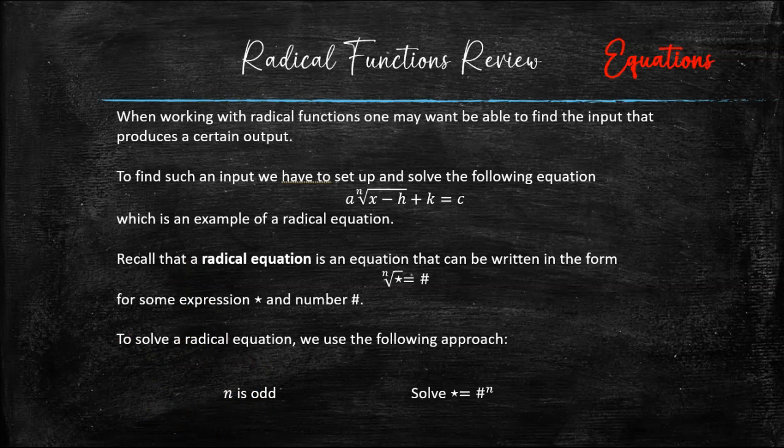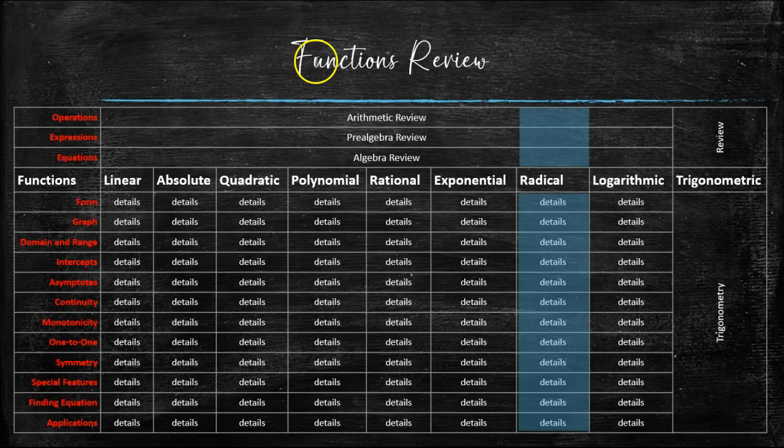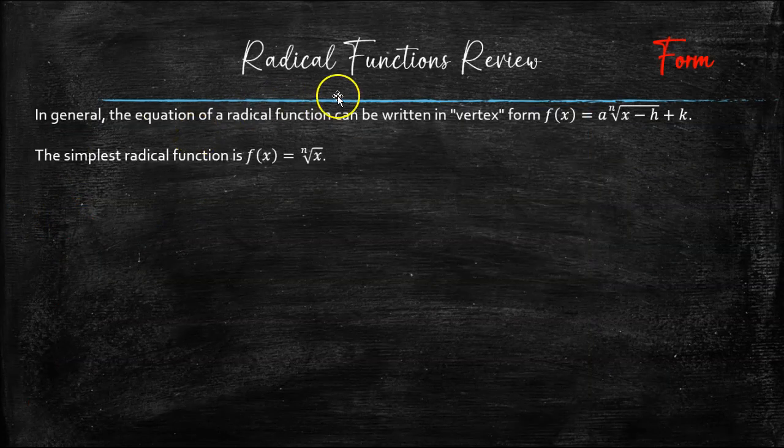Now that we have done the conversation about the prerequisites, we can move on and start answering these questions. So let's start with the form. A radical function can be written in what we can refer to as a vertex form, by analogy to a vertex form of absolute value equation or parabola or quadratic, which is the same as a quadratic equation.